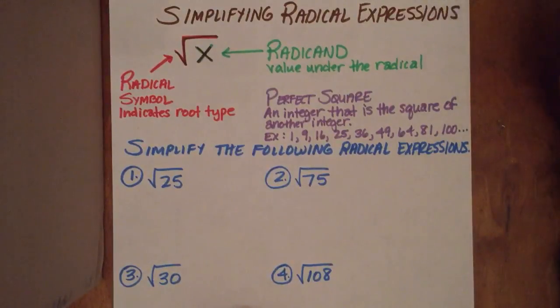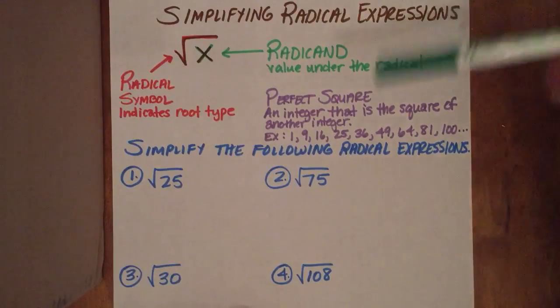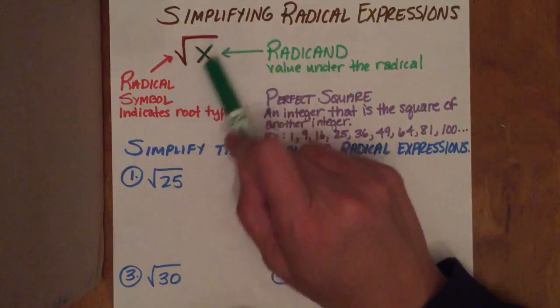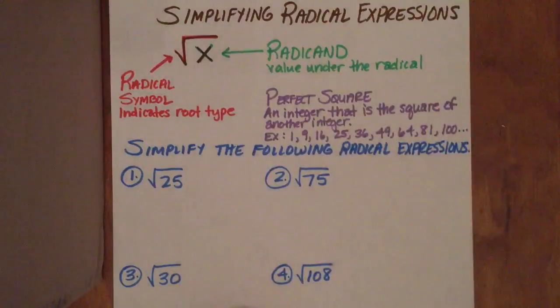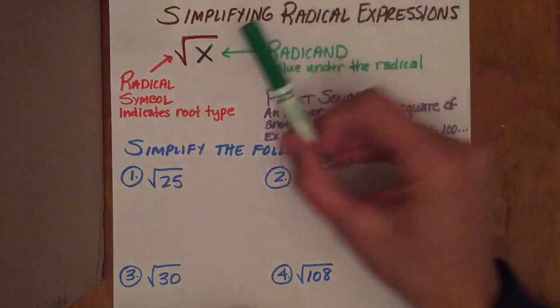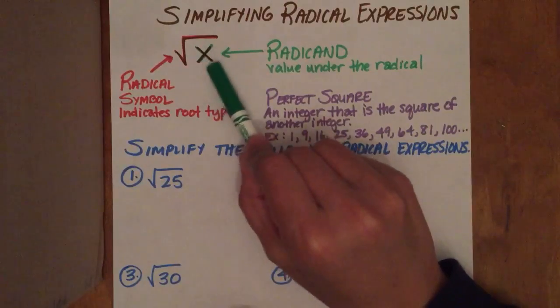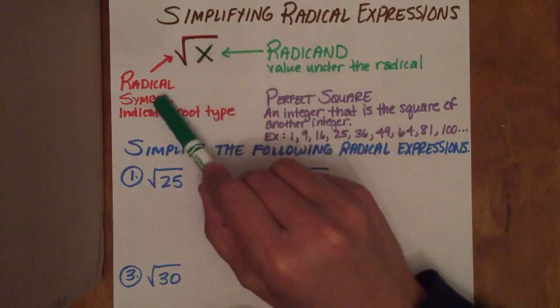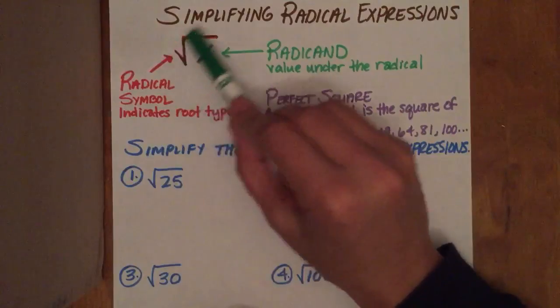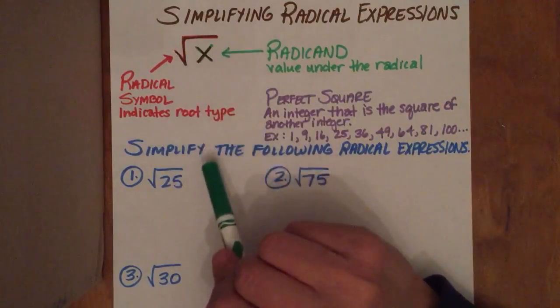In this video, we're going to look at simplifying radical expressions. Radical expressions are like this expression here, square root of x. A radical expression has what we call a radicand, which is a value that's underneath a radical symbol. And the radical symbol indicates the type of root that you have.